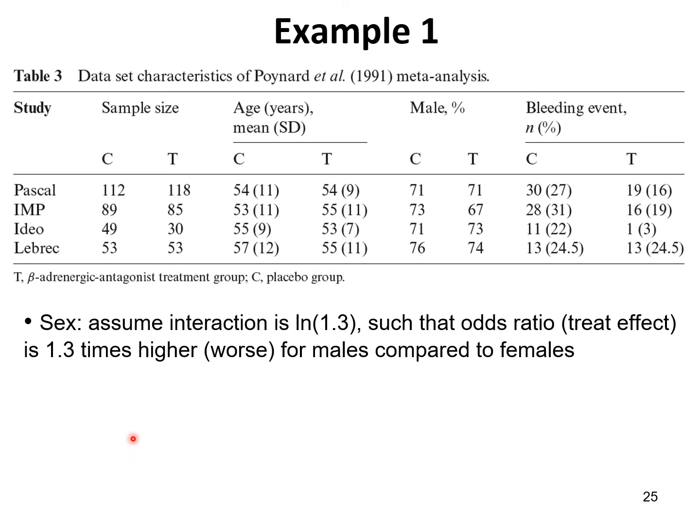We need to specify the interaction too. So we're going to assume that the interaction is a log of 1.3, such that the odds ratio is assumed to be 1.3 times higher, i.e. worse for males compared to females. So this is the minimally important interaction effect size that we're thinking of wanting to detect.